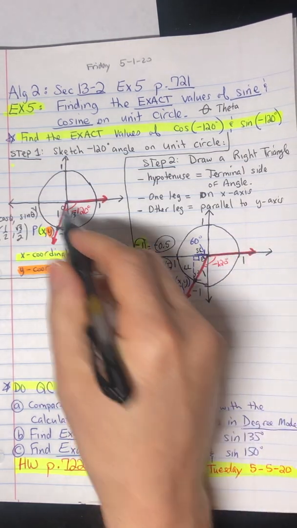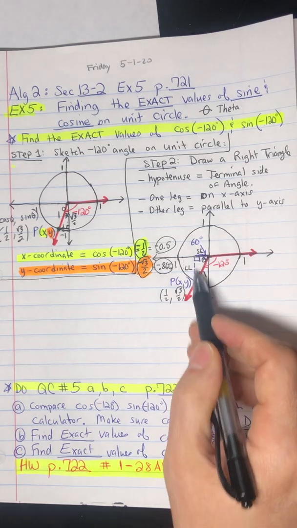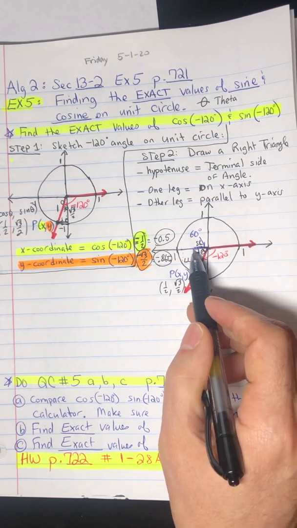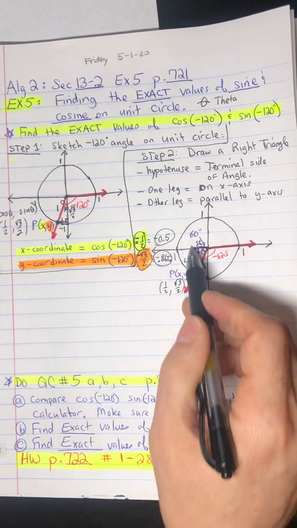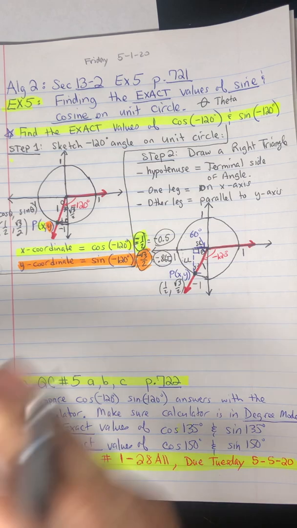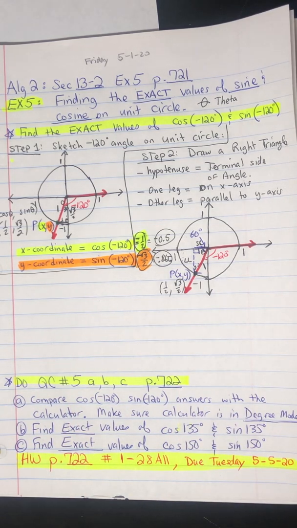Same thing. So you could draw the triangle inside here, or you could draw the triangle on the outside here. The horizontal distance is still a half. That's going to be the x-coordinate. The vertical distance here, or the long leg, is going to be square root of 3 over 2. That's going to be the y-coordinate. Again, vertical distance is the y-coordinate and the horizontal distance is the x-coordinate.